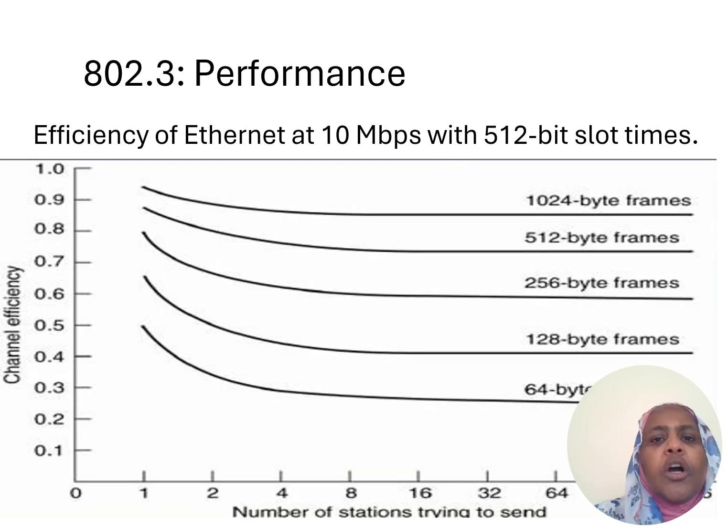The efficiency of 10BaseT with a 512-bit slot time increases with the channel efficiency and decreases with the number of stations that are there to send. It increases with the size of the frame also.